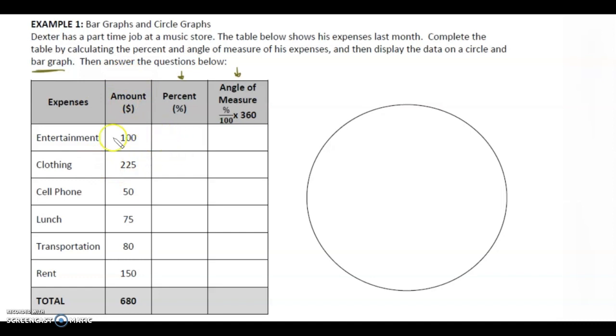So, talk about this. We can see the expenses here. There's entertainment, clothing, cell phone, lunch, transportation, and rent. And then the amount, $100, $225, $50, $75, $80, $150. So the total amount that this individual is spending is $680, right? Amount is in dollars. So what we want to do is figure out what percent of the whole is entertainment. So 100 over 680.